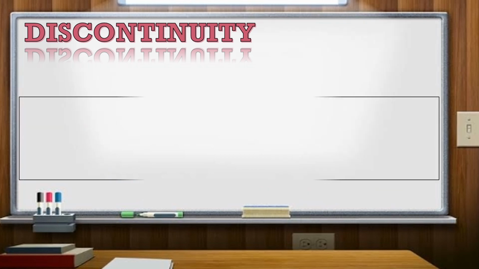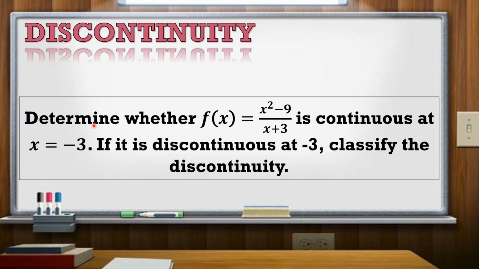Your turn. Determine whether f of x is equal to x squared minus 9 over x plus 3 is continuous at x is equal to negative 3. If it is discontinuous at negative 3, you need to classify the discontinuity. The answer for this activity will be revealed next video.